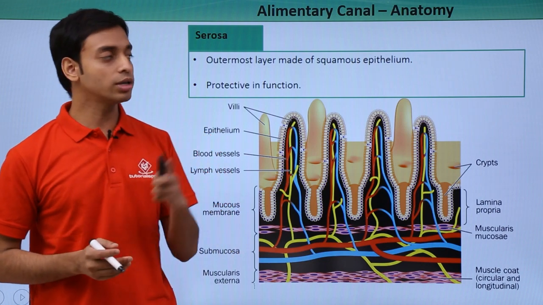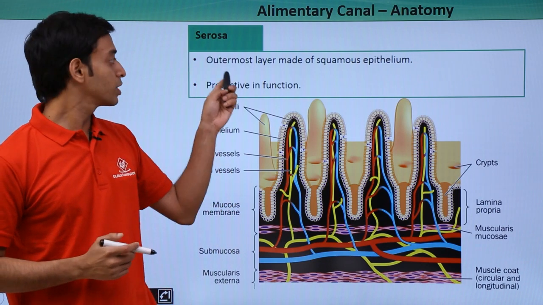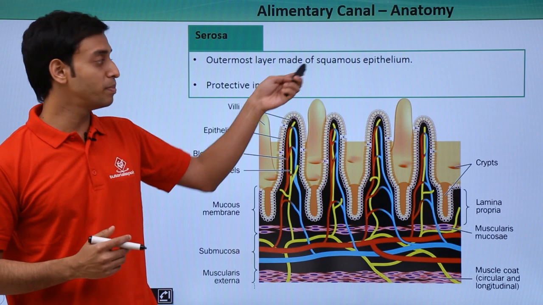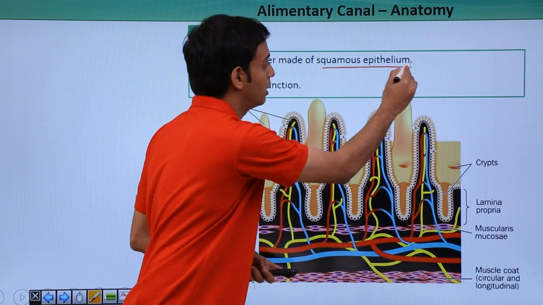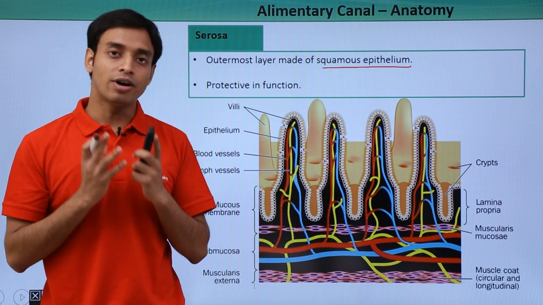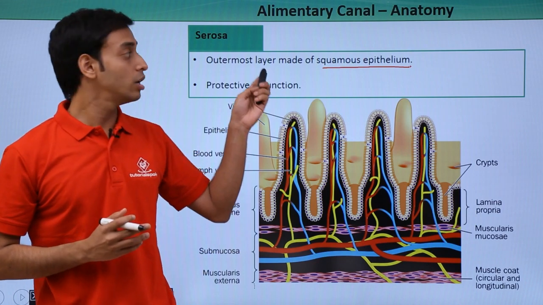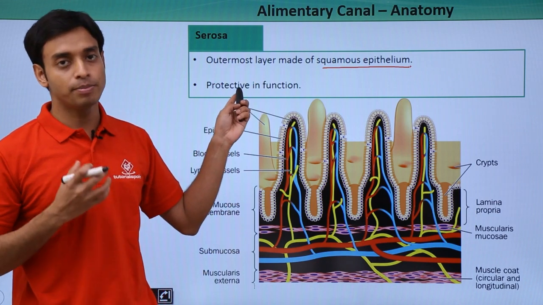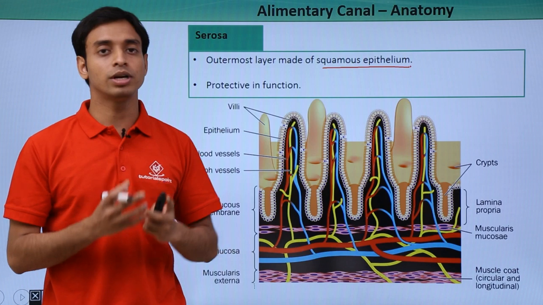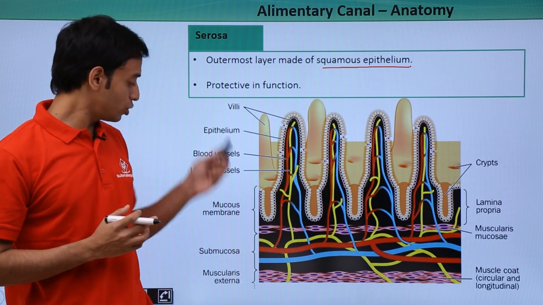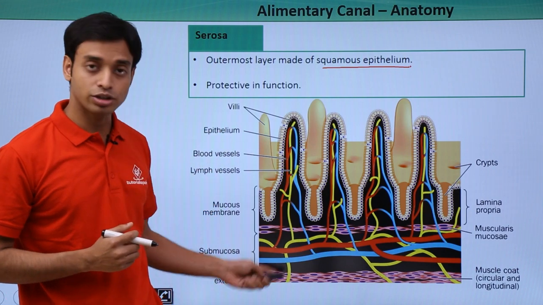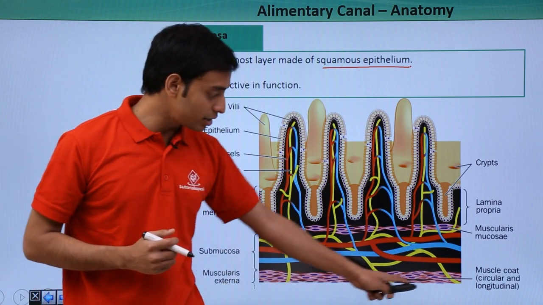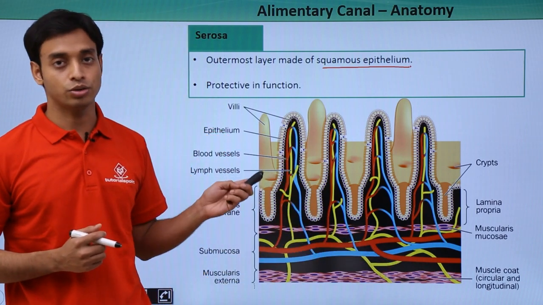The first outermost layer is known as the serosa. Serosa is the outermost layer, which is made up of squamous epithelial cells. The major function of this layer of serosa is basically protection. So it gives protection to the intestine. This is a typical structure of the different layers. So the outermost layer is known as the serosa.